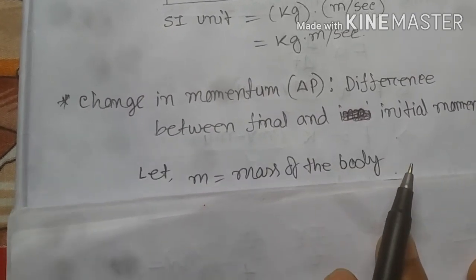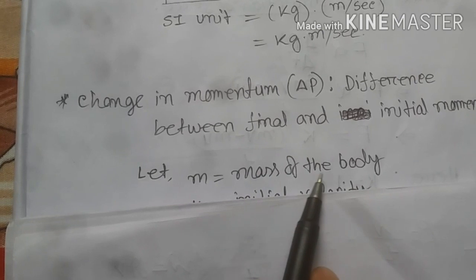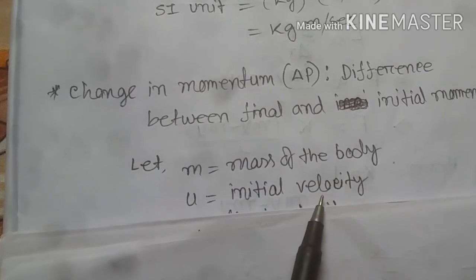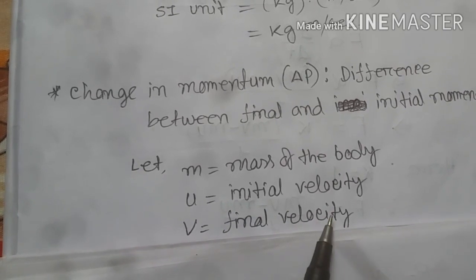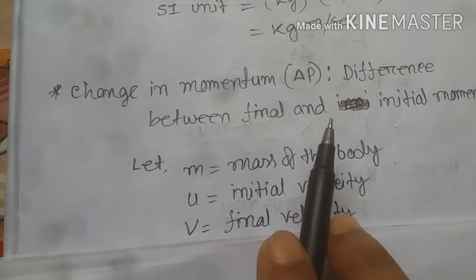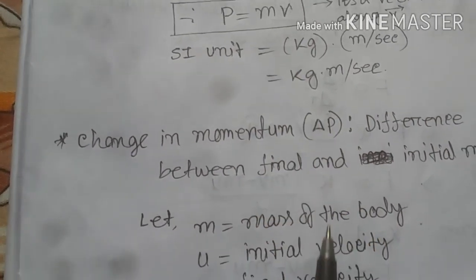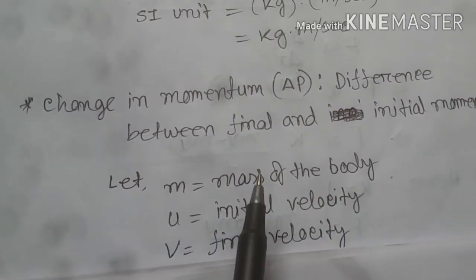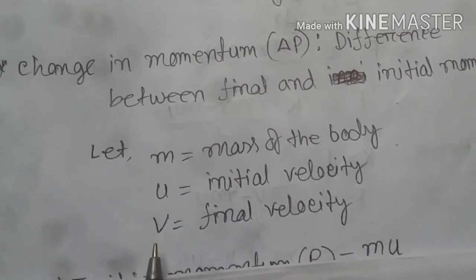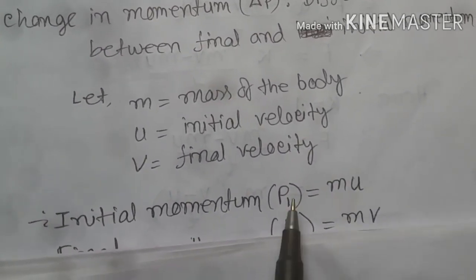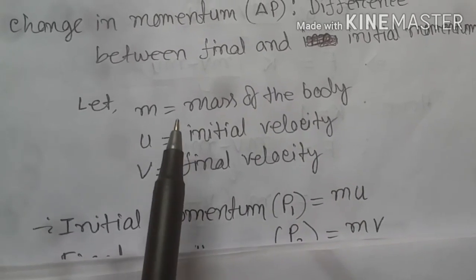Okay, now suppose m is the mass of the body, u is the initial velocity of the body, and v is the final velocity of the body. So what will be the initial momentum? Momentum is mass into velocity, so initial momentum will be mass into initial velocity, so mu. So here initial momentum p1 equals mu.